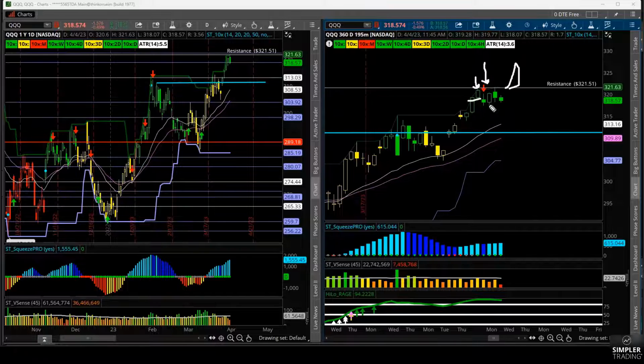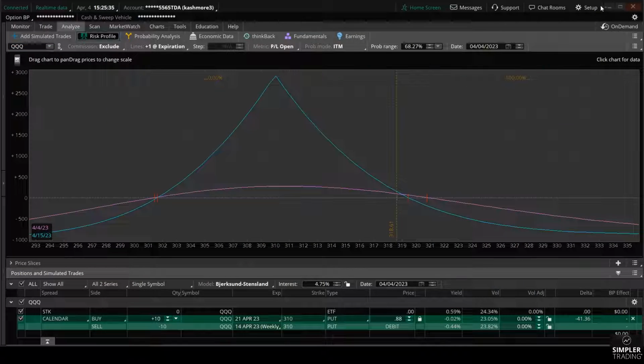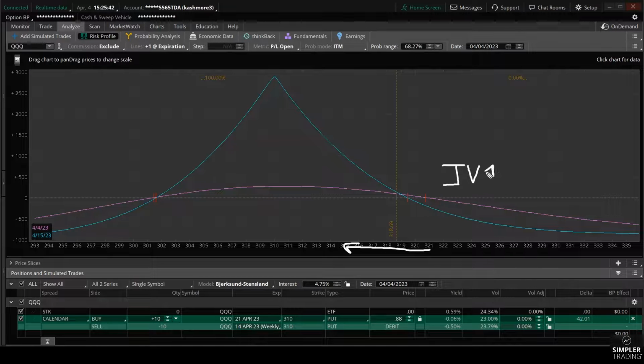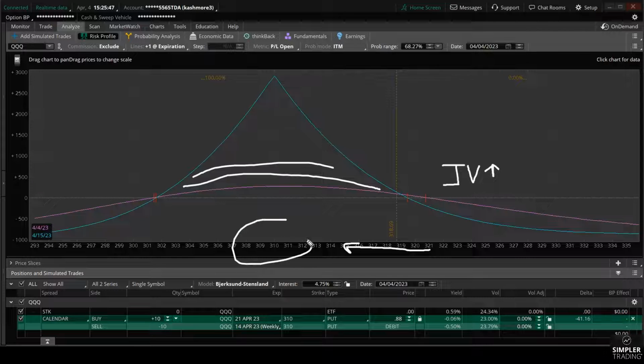But this is basically placing a bet that we start to revert back down towards the support level and start moving back down towards the mean, which is the daily 21 EMA. And also, like I mentioned, we did a put calendar simply because as price goes lower, implied volatility is going to increase, and that will make our position more profitable at our targets.